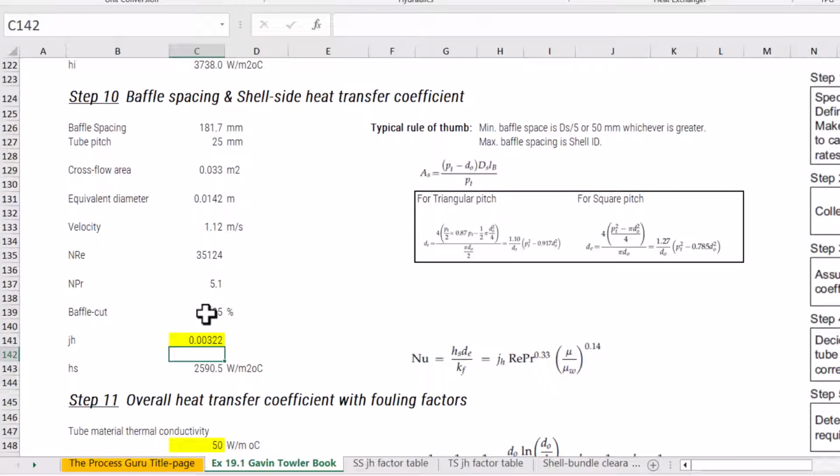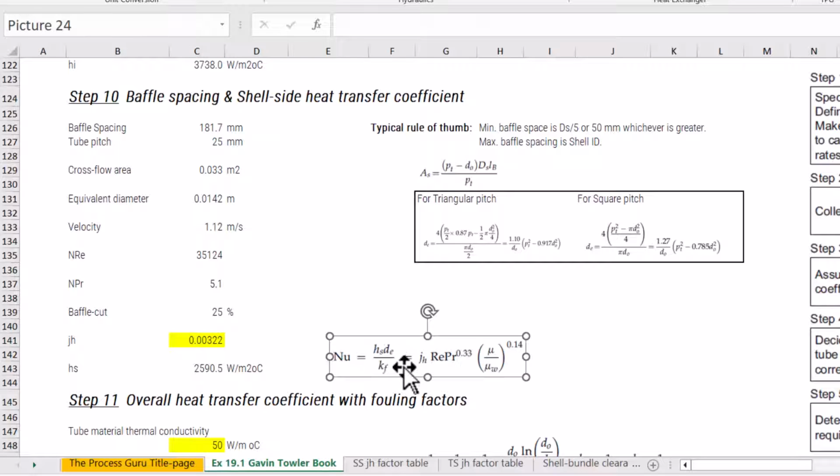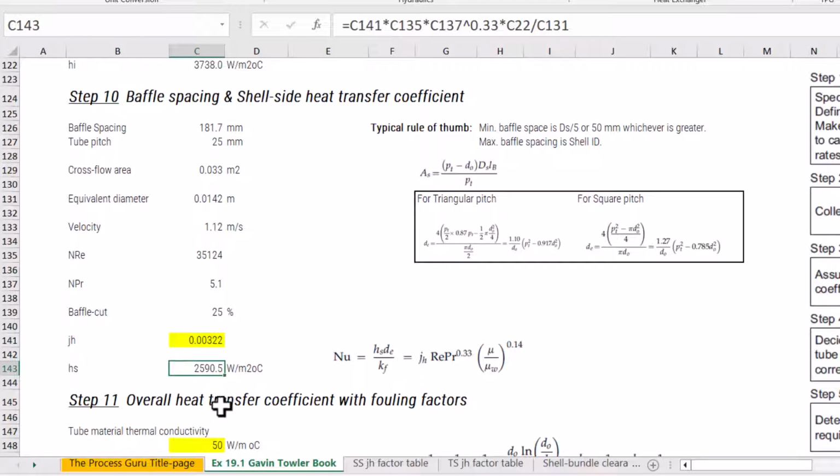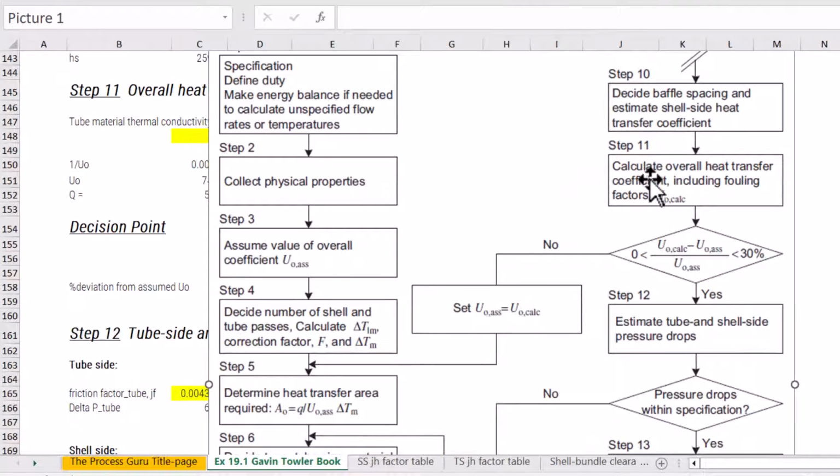Okay, so now if we change our baffle cut, or if our Reynolds number changes, we would see the change in JH factor simultaneously. And now using this formula for the shell side heat transfer coefficient, we can estimate this number. So now coming to step number 11. Step number 11 is about calculating the overall heat transfer coefficient, including the fouling factors.